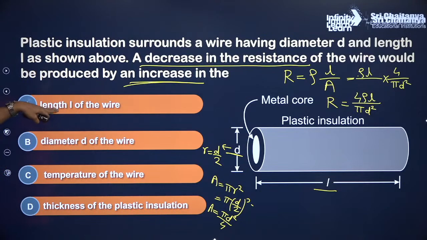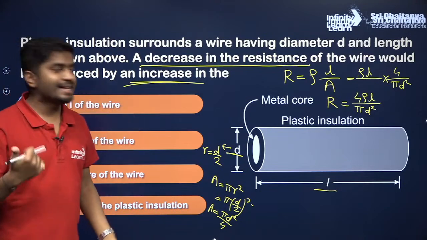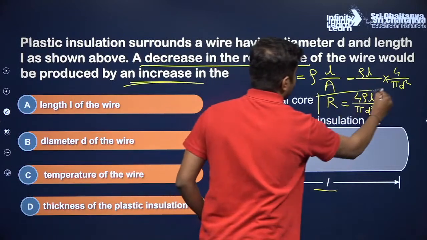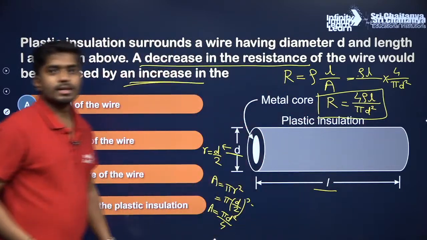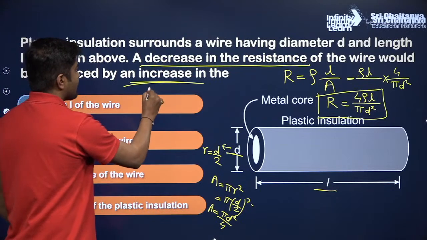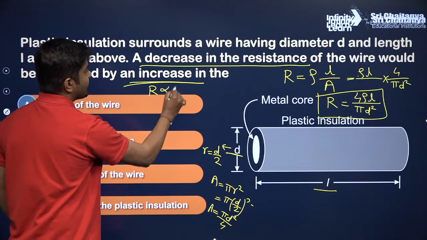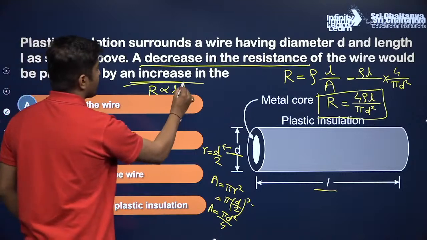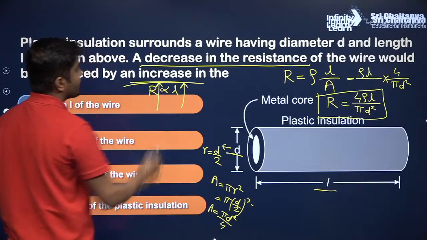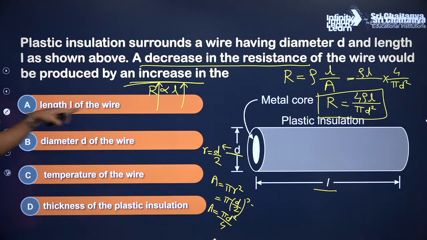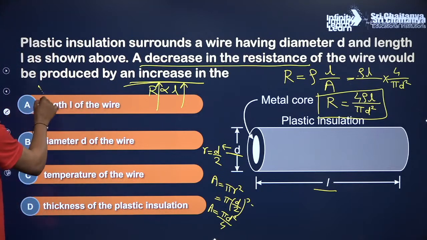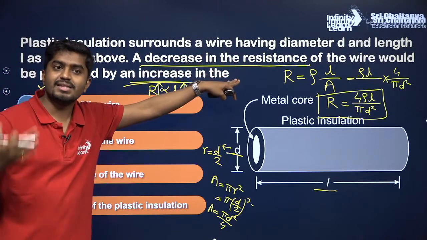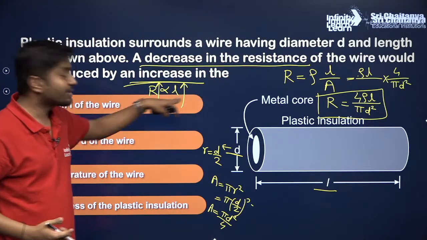First one, length of the wire. If you increase the length, now you look at this equation, only this equation. So the resistance is directly proportional to the length. Yes. So when you increase the length, what will happen? Resistance will increase. Do we need this? No. So this is not correct. We want decrease in the resistance. Resistance should decrease. So this is not correct.